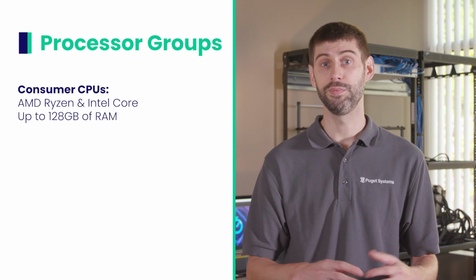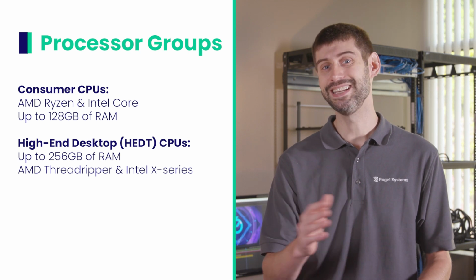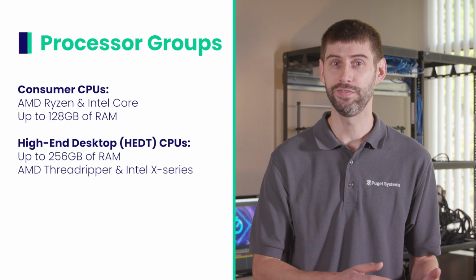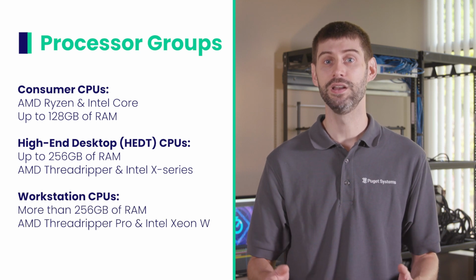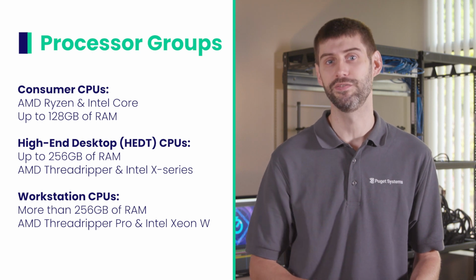Consumer CPUs typically can use up to 128 gigs of RAM, but the higher-end HEDT, or high-end desktop, lines can support up to twice that at 256 gigs. And at the top end, there are workstation-class CPUs that can theoretically support multiple terabytes of RAM.